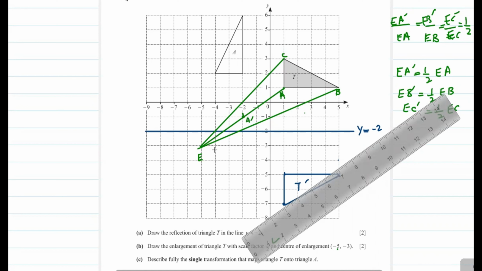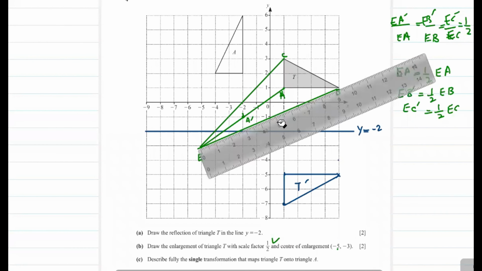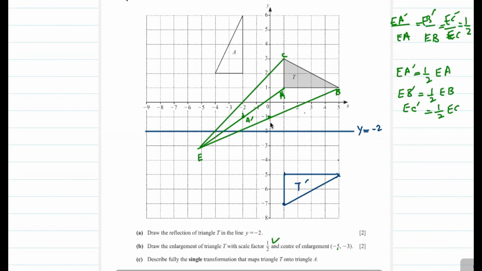Next is EB. We take half of the distance between them. You can draw the half distance using a compass, but here I am using the digital scale. You can see here this length is 9 and we can mark the 4.5, and this point is 4.5. Now that is B dash.